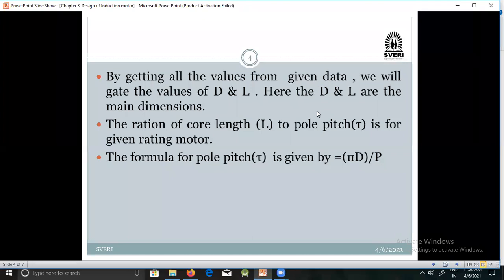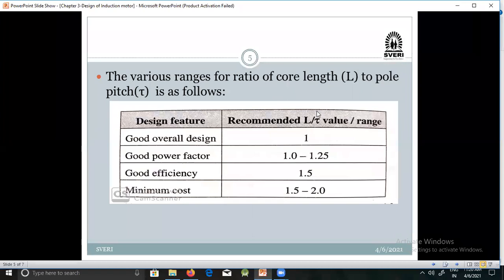आणि मोस्ट ऑफ द टाइम this MCQ is going to be asked in the examination, that the ratio of core length to the pole pitch for a good design of induction motor is, what is its answer, is nothing but 1. Okay, now see here I have given a table also here. In the left hand side they have mentioned different design features of the induction motor, and in the right hand side column they have given the range for the ratio of L by tau. Now here this point is very important as far as the MCQ is concerned. Why? Because 4 MCQs are possible by using this point.